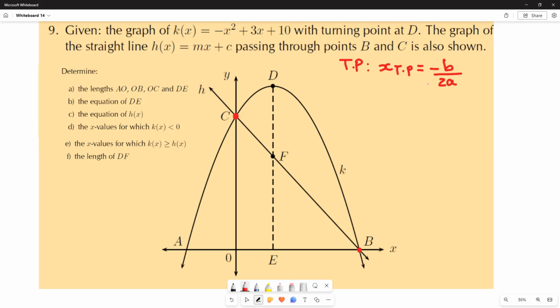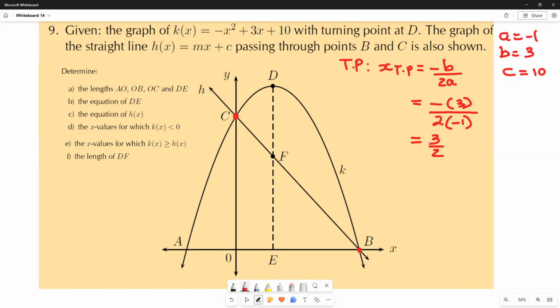We can see that my a is -1, my b is 3, and my c is 10. Perfect. Now let's substitute here. I'm going to have negative, my b is 3, all over 2, my a is -1. I can see that my x value of the turning point is 3 over 2.